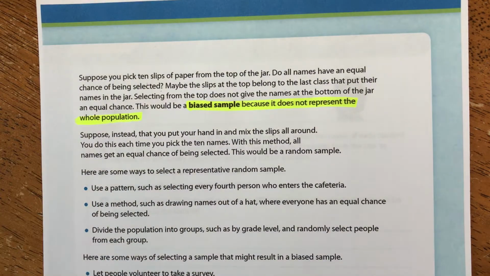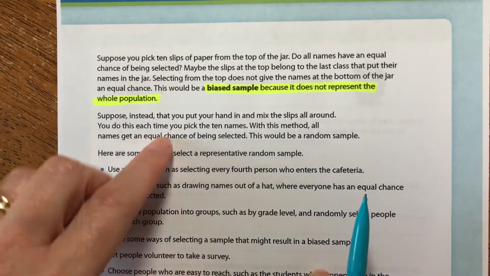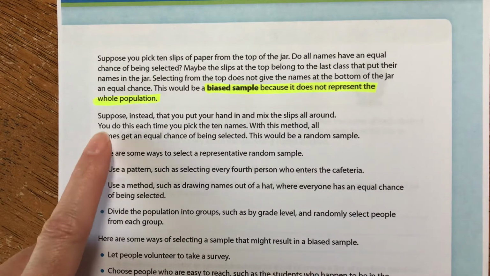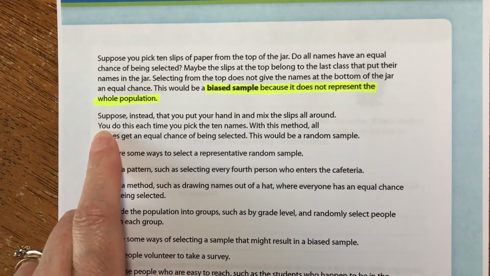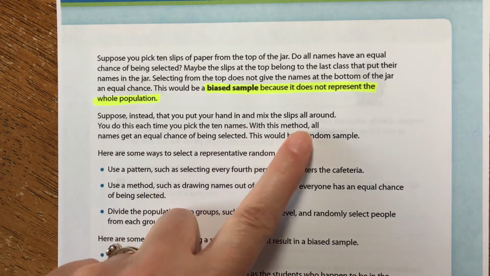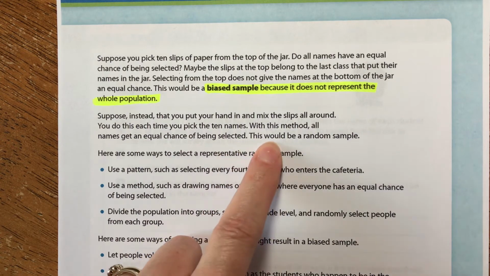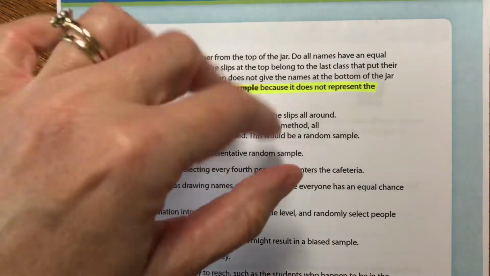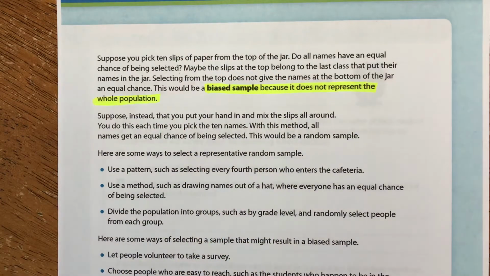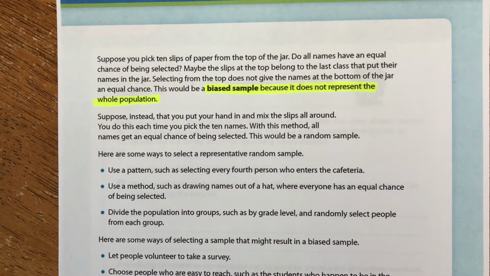Okay? Suppose instead you put your hand in, right, and you mix all the slips around. You do this each time you pick 10 names. With this method, all the names would have an equal chance of being selected. So this would be a random sample. So you put your hand in the jar and you mix it all around and you pull out the names. If you're doing that, then you're going to get a random sample.